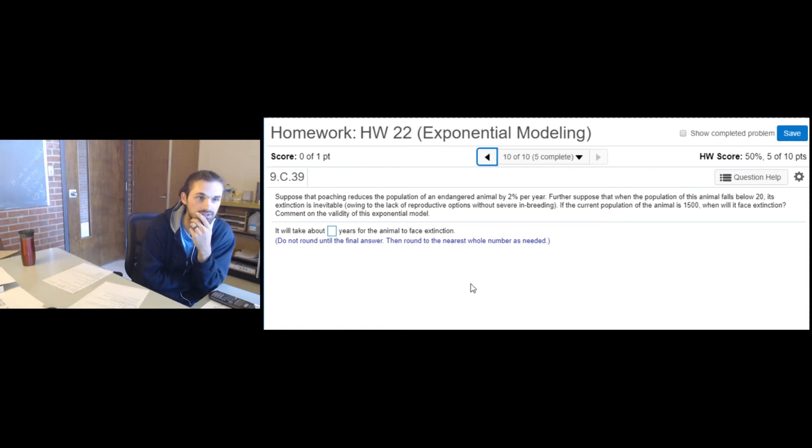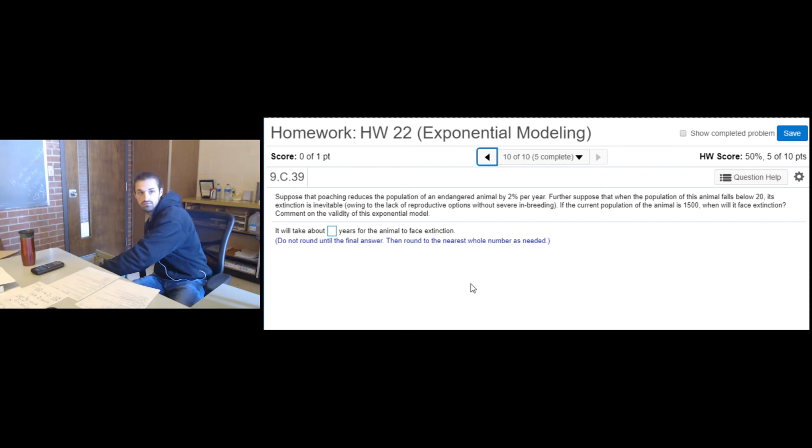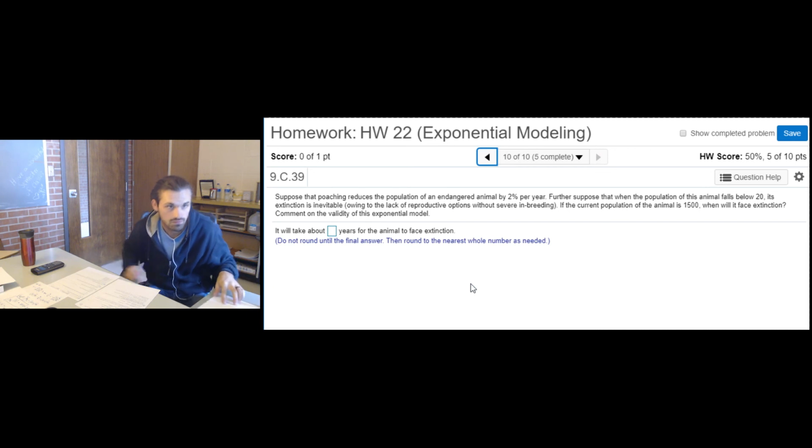So suppose poaching reduces the population of the endangered animal by 2% each year. Furthermore, suppose that when the population falls below 20, its extinction is inevitable. If the current population of the animal is 1,500, when will it face extinction? It's 1,500, and we're going to remove 2% each year.